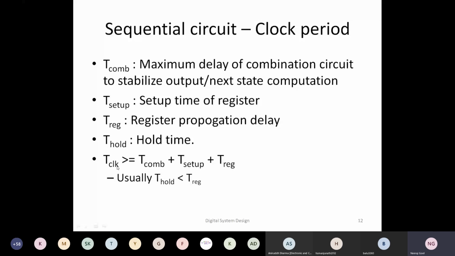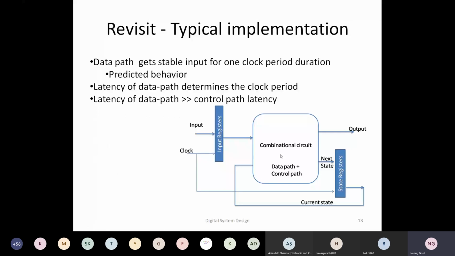Now, after looking at all these basics, let's revisit this typical implementation. Here we'll try to answer why the input is registered. The whole idea of a synchronous sequential circuit is that my state will not change during one whole clock period. So I can utilize this particular property that states are not changing.